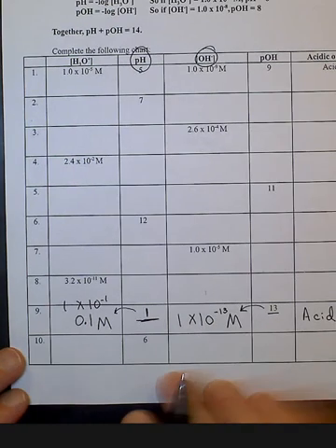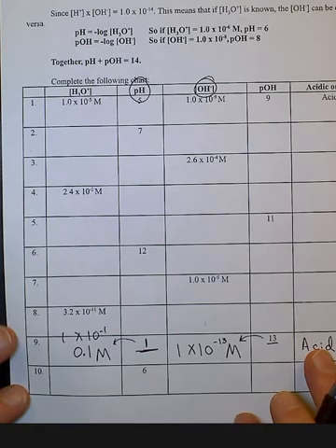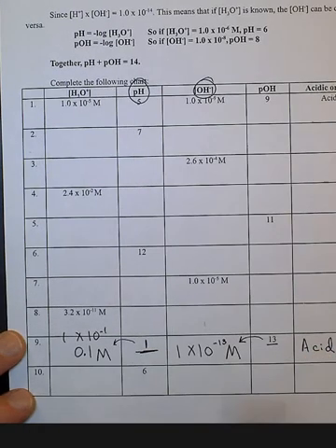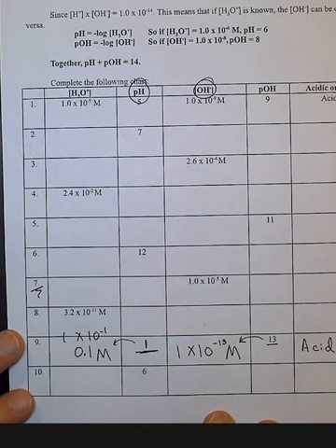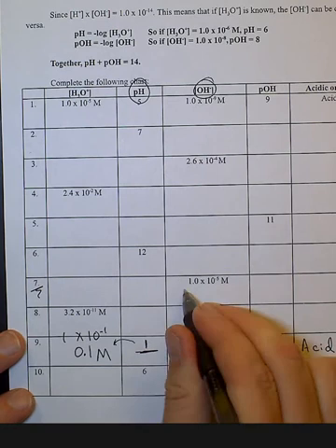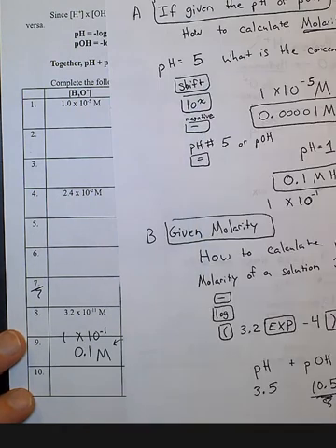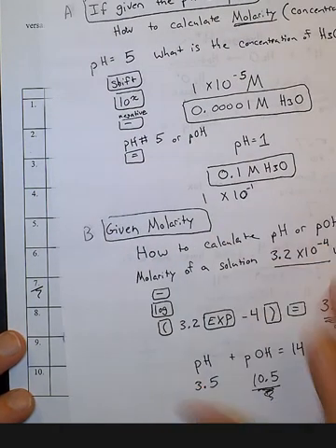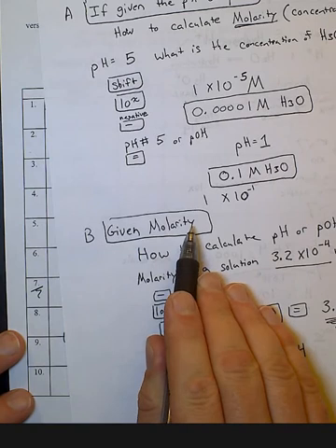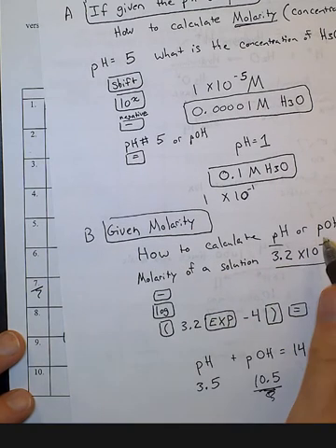Let's do an opposite one. Let's do one where we have to do equation B. So let's take a look at equation 7. Okay? So here, now we're given our molarity. We've been given our concentration. So if I'm given the molarity, I'm now doing equation B. Okay? We want to figure out how I get my pH or my pOH.